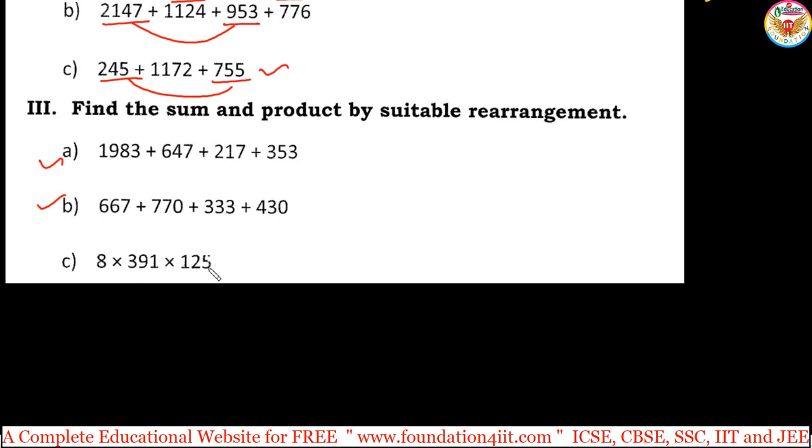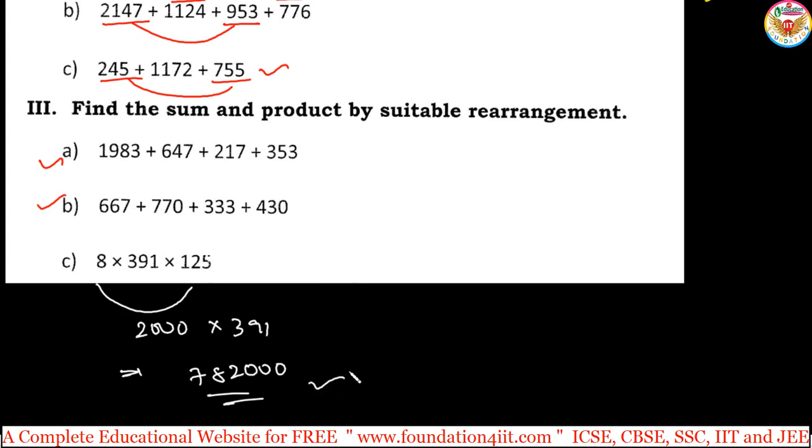Observe this 8 and 125, no? 8 into 125 is how much? It is 2000, because 125 into 4 is 1000, 125 into 8 is 2000, into 391, these two together. 391 into 2 you can multiply and keep 3 zeros. That is 2 ones are 2, 2 nines are 18, 1 carry, 6 and 1 is 7.